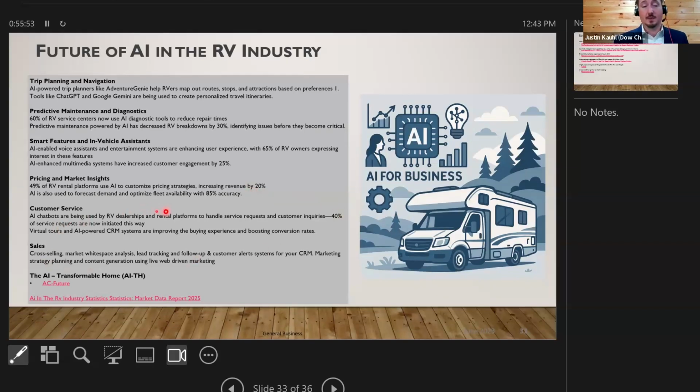Customer service, this is a big one. Like all the call centers and everything, they're going to try and replace a lot of those folks with some sort of AI equivalent. Also, you can use it in your CRM systems for sales to really help you stay on task when you're a seller. And then there's some sort of AI transformable home that I saw. I don't know anything about it, but if you know anything about it, let me know. I'd like one.